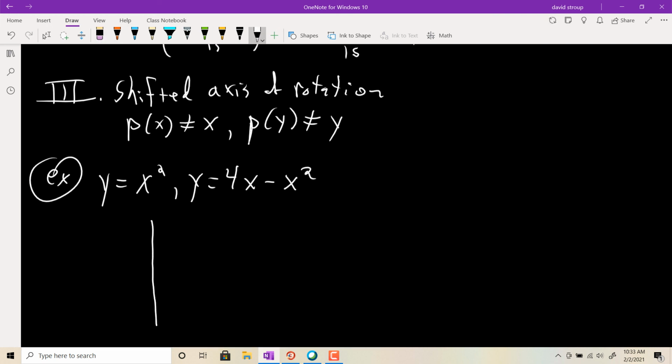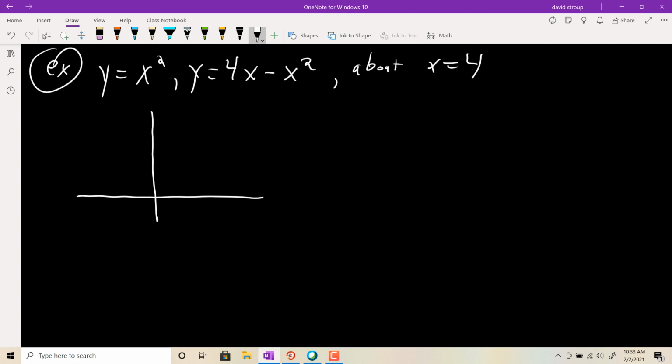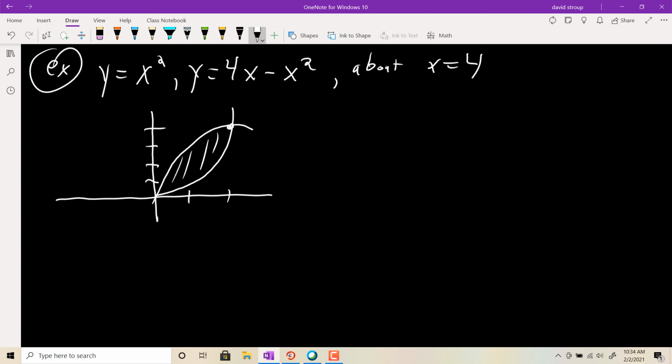So, what did that region look like? Oh, we want to rotate about x equals 4, a vertical line at 4. So we have 1, 2, 1, 2, 3, 4. Remember that one graph went like this, and then the other graph went like this. Okay, and this is the region. 2, 3, 4. The line we want to rotate about is this line here.